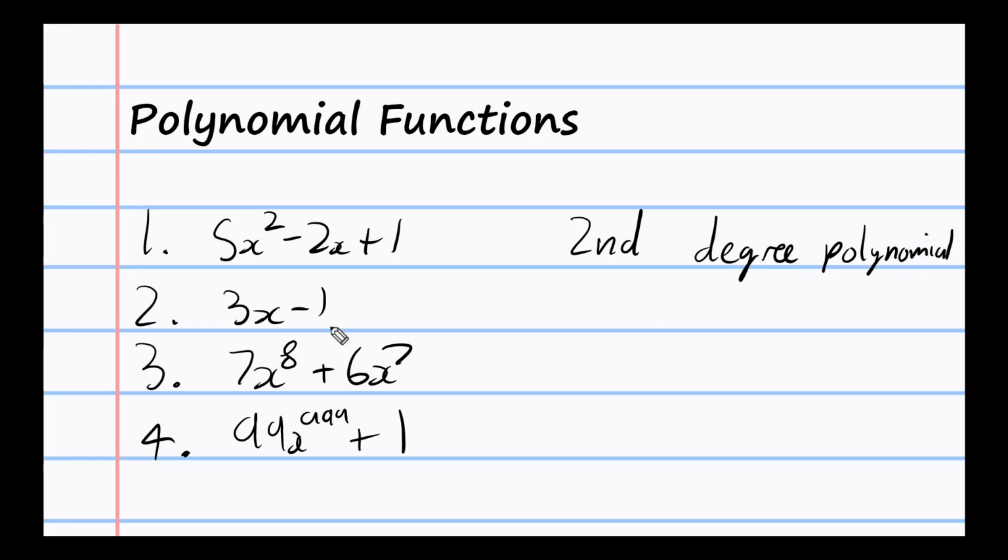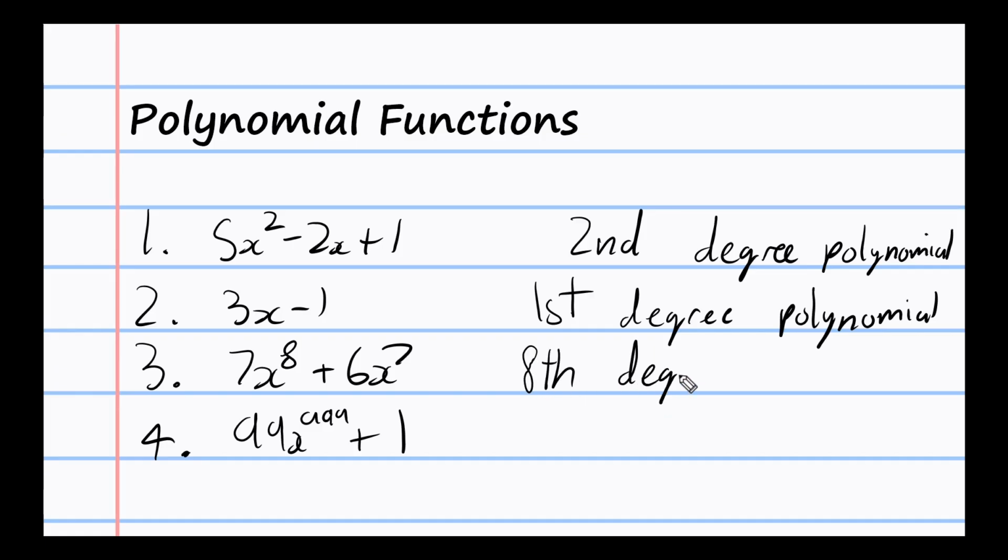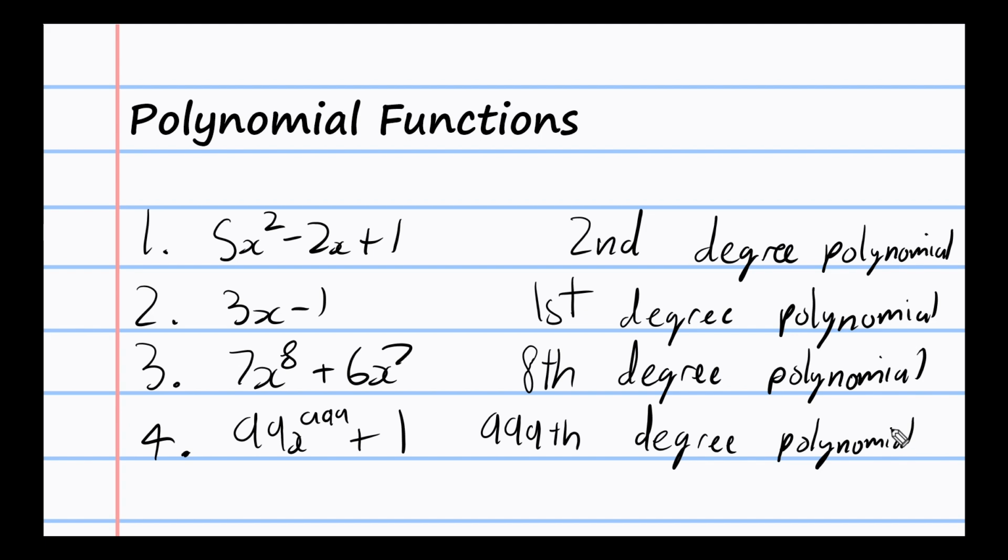Alright. Question 2 is a first degree polynomial. Question 3 is an 8th degree polynomial. Let me write that 8 better. 8th degree polynomial. And question 4 is a 999th degree polynomial. None of the other x terms matter. It's all about the highest power that x is raised to. And this is just technically just 1.